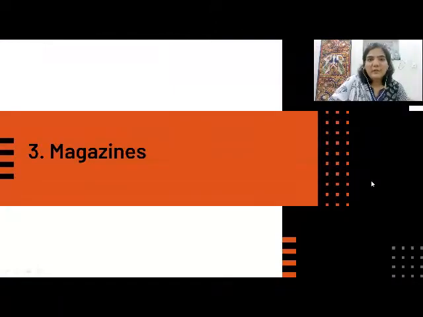So in this section, we are basically going to cover three things. First, we will discuss what magazines are. Then we will discuss what the differences are between magazines and newspapers. Then we will discuss different types of magazines and what generic content you can find in a typical magazine. So these are 3-4 topics that we will be covering under this section.